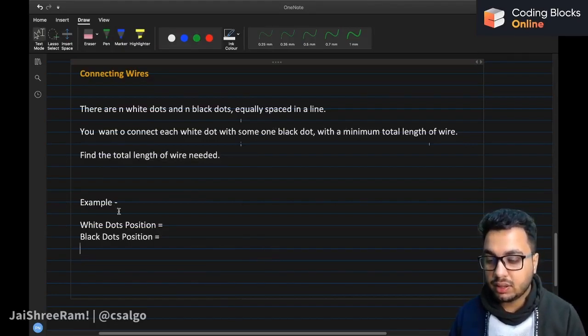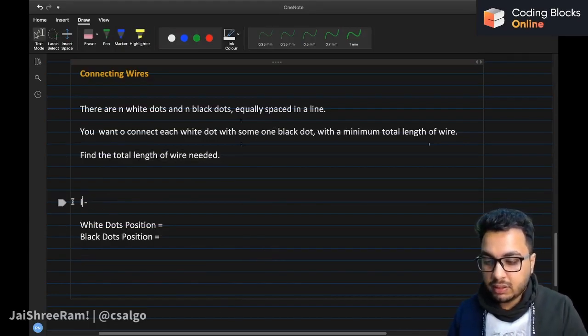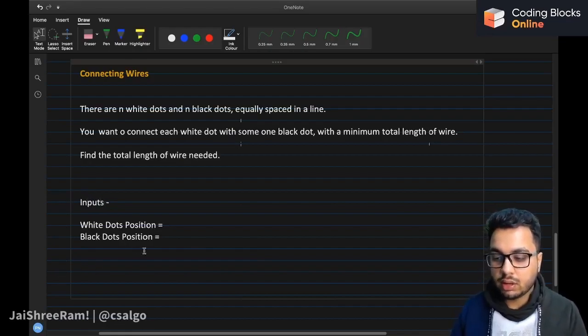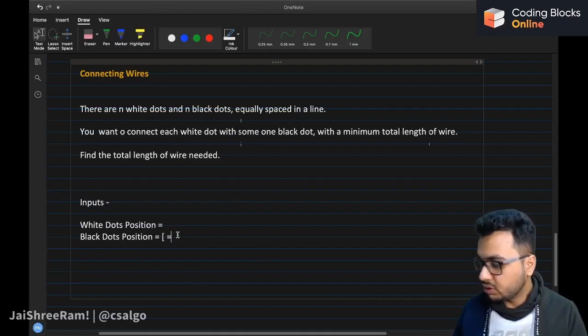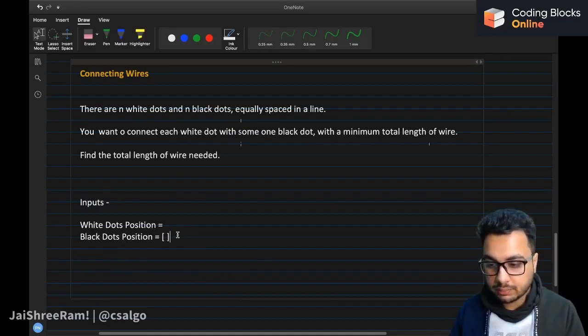Okay, so in the input you will be given the positions of the white dots, and you will also be given an array that contains positions of the black dots. Okay, so let's see one example like this.